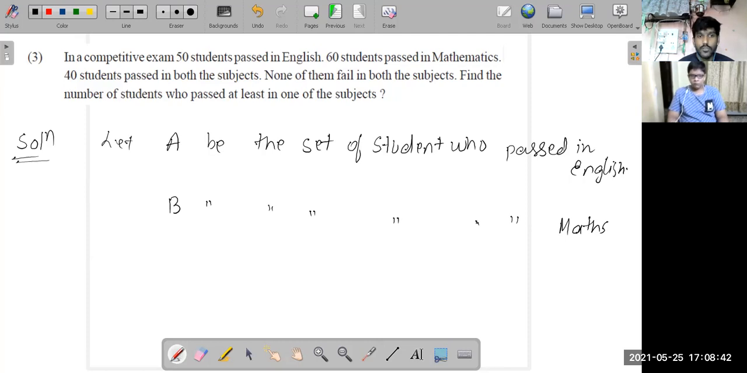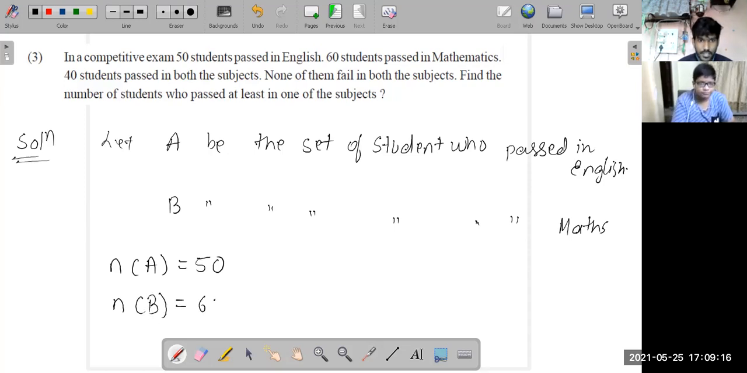Okay, now what would be n of A? Can you tell me what would be n of A? 60. No, how much? English. How many passed in English? Read the question. Unmute yourself. 50 English. Yes. So n of A would be 50. What about n of B? 60. 60.